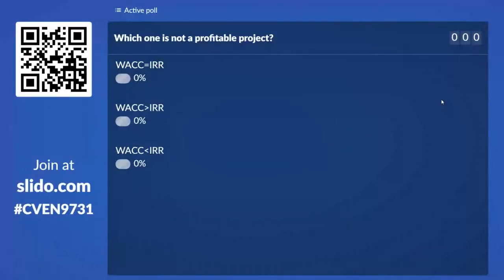Okay, so based on what we discussed about weighted average cost of capital and internal rate of return, which one is not a profitable project? We've got three scenarios. Weighted average cost of capital equals internal rate of return. Weighted average cost of capital is higher than internal rate of return. Or WACC is lower than IRR.